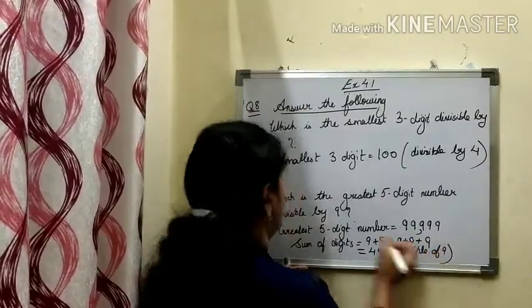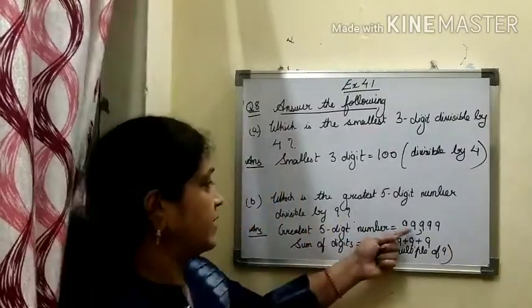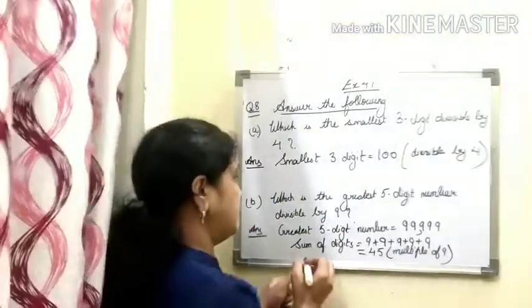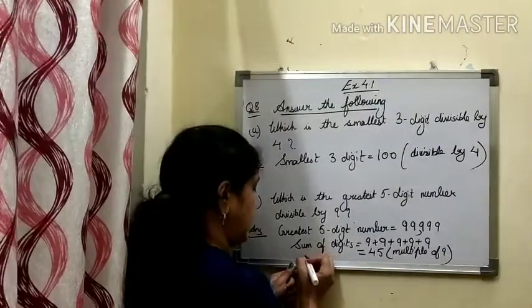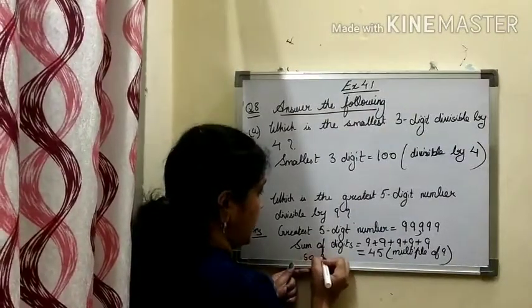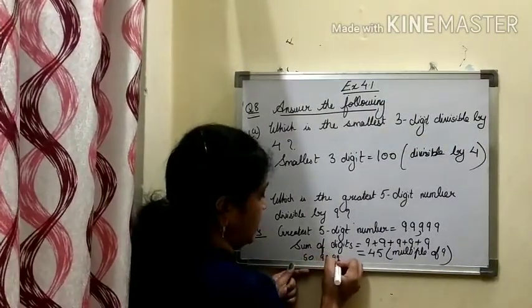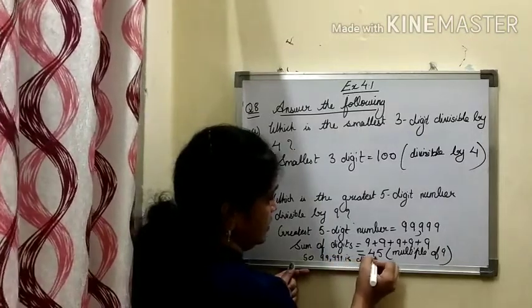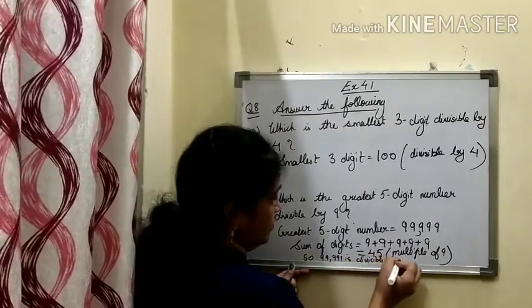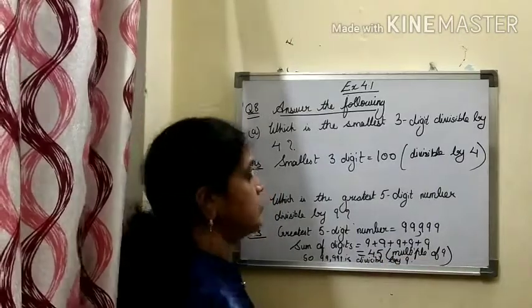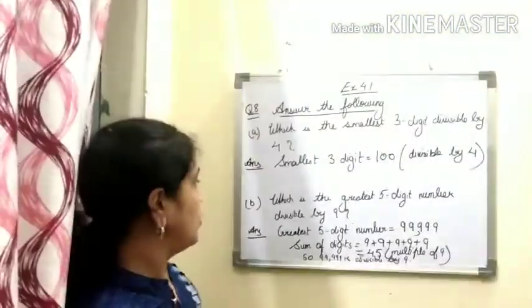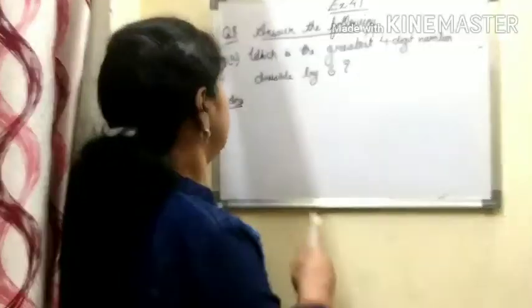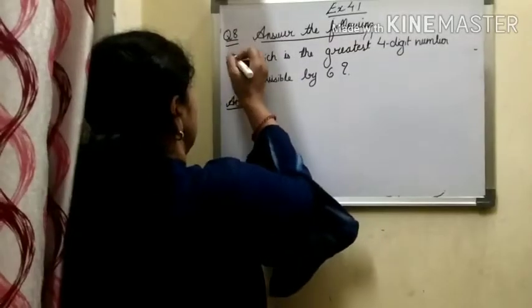So this number 99999 is divisible by 9. Okay, in this way we are going to solve. One more, C, also we are going to solve. C I am solving. Question number 8, C.